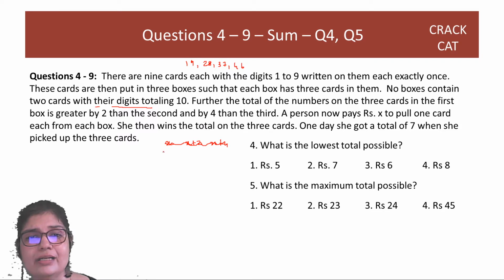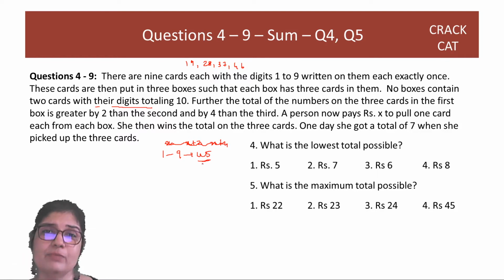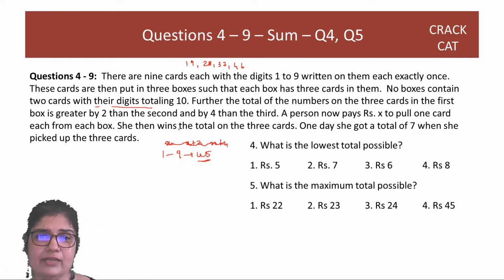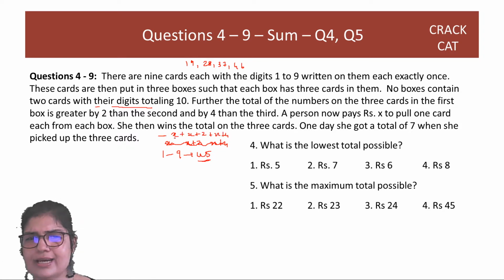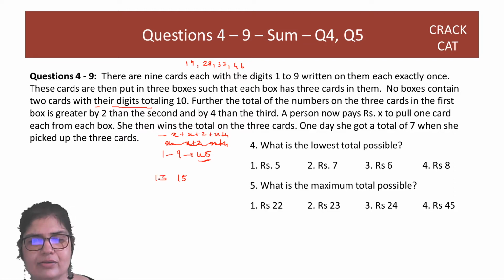So total of all cards 1 to 9 is 45. So I have to break 45 into an arithmetic progression, right? You can maybe do the equation itself that all this is equal to 45 and solve it. But you don't need to do this, guys. It is an arithmetic progression, so the average will come in the middle. So 15 comes in the middle. The difference is 2, so one box is at 13 and the other is at 17. These are the sums.